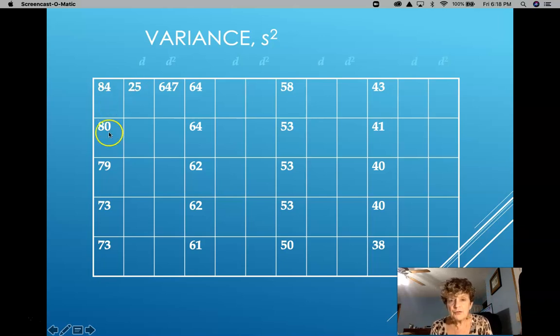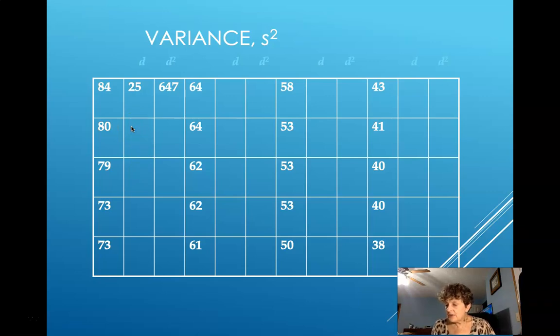If you go to another example, so this one right here, 80, if you were going to do that one, you would say that it's 80 minus the mean, 58.55, which gives you 21.45, squared is 460.